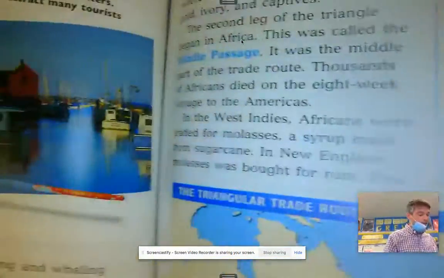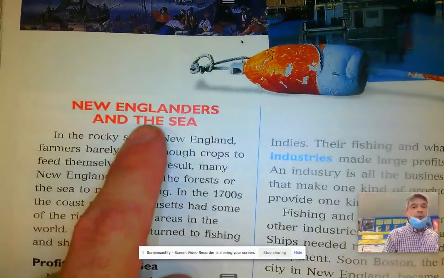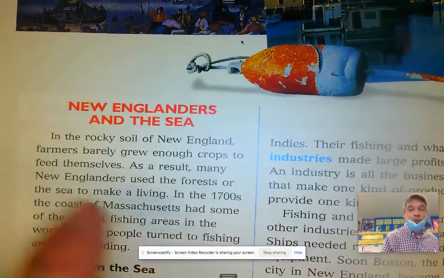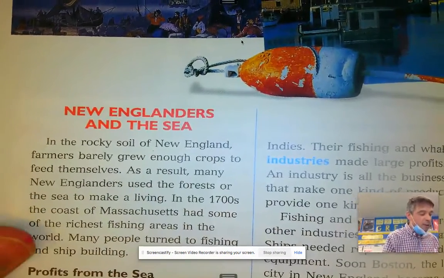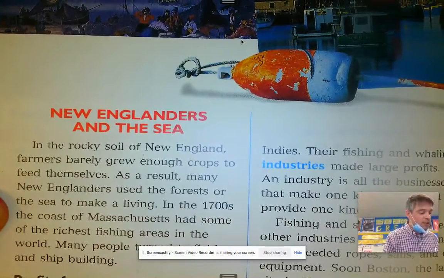The next page, 230. The New Englanders and the sea. So that's the northern colonies, or the New England colonies. In the rocky soil of New England, farmers barely grew enough crops to feed themselves. As a result, many New Englanders used the forest or the sea to make a living.